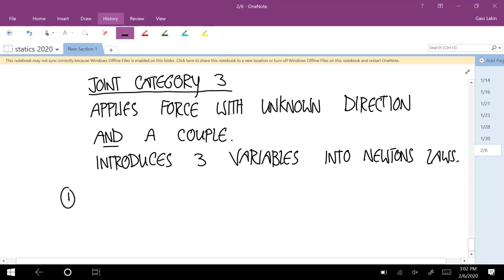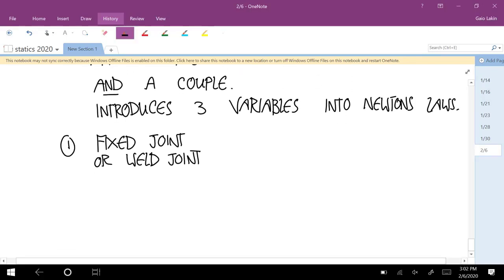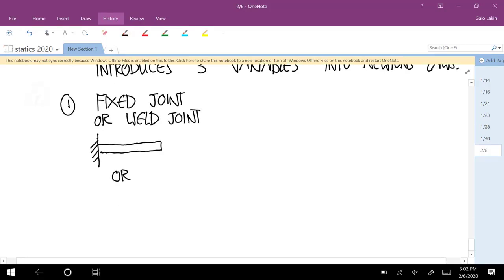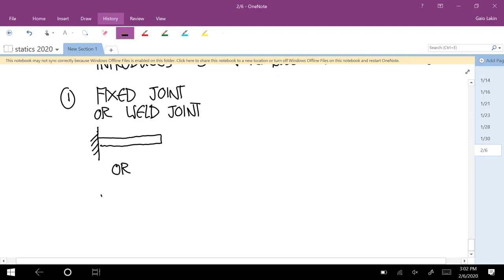And the only joint in this category is a fixed joint, or sometimes it's called a weld joint. You'll see it shown like this, where the thing just meets the object next to it. Or you'll sometimes see it shown like a sort of dovetail type joint. Those mean the same thing. So let's say that beam is body one and past the wall is body two.